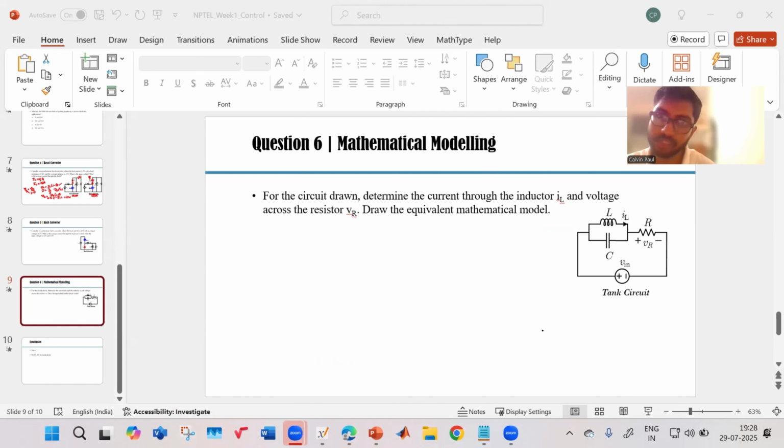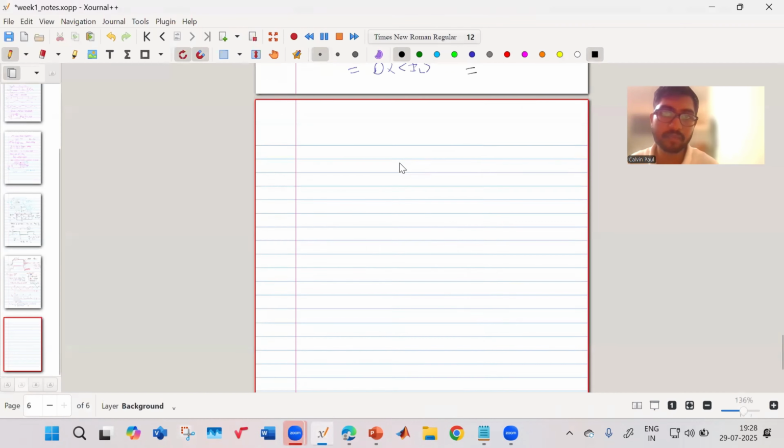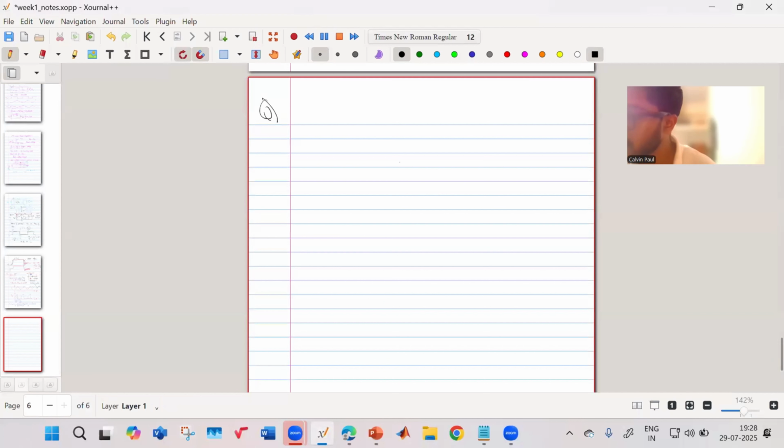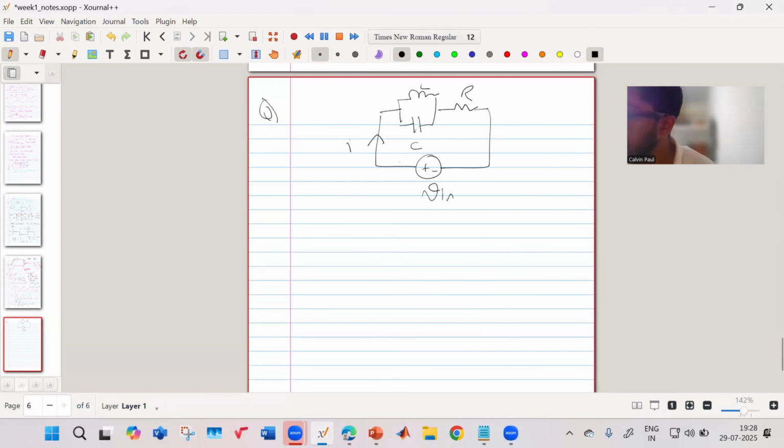Okay, then replace the voltage term with differential terms. Let me draw it instead. So we have L, C, R, and this is my VL. Let us say this current is I, this current is IL, this current is IC. This current again is I. The same current has to flow, right?